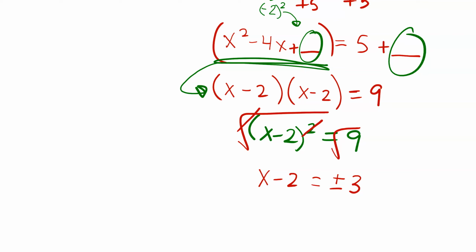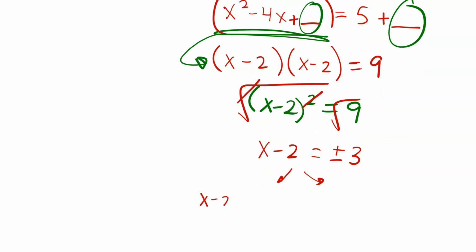If I just asked, what is the square root of 9? You would say positive 3. But if you're taking the square root because you're trying to solve for x, you have to include both the plus and minus. So my two solutions are going to be x minus 2 equals 3 and x minus 2 equals negative 3, because I've taken both things into account. That's why it's equal to plus or minus 3.